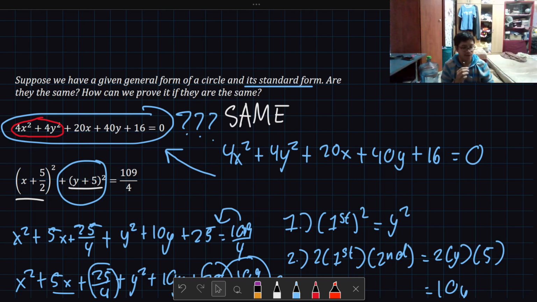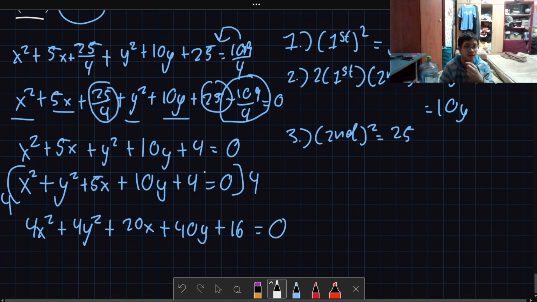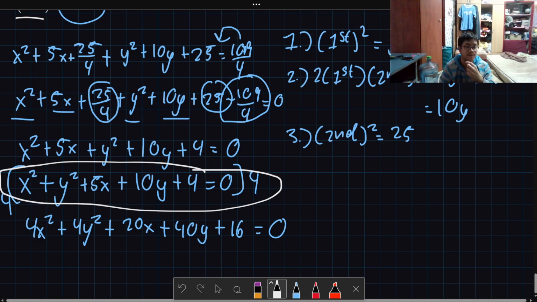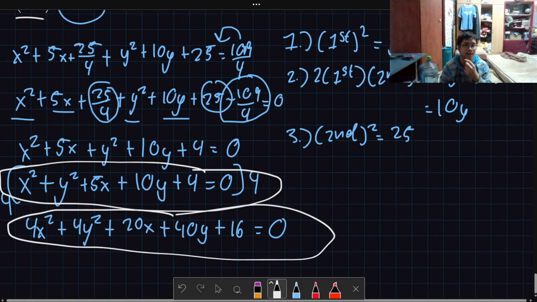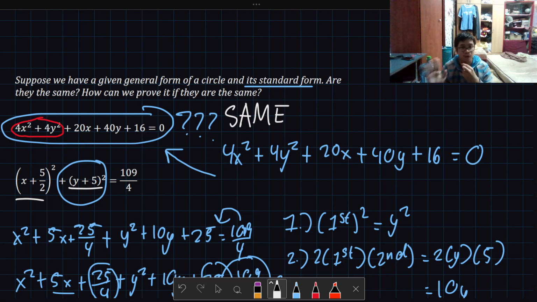Anyway, you have to multiply your final answer, this one, both sides by 4. And let's take a look if they are in fact the same. When we multiply both sides by 4, what happened? It's just the same as the given general form. See? And that is all for our practice video.